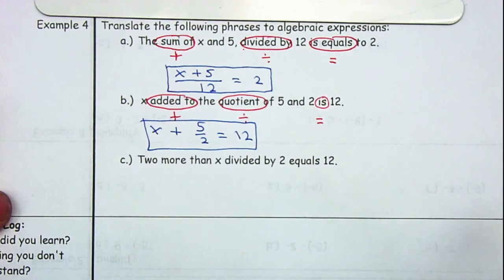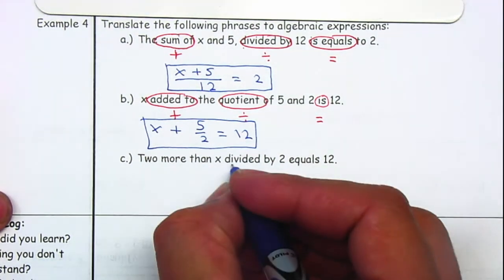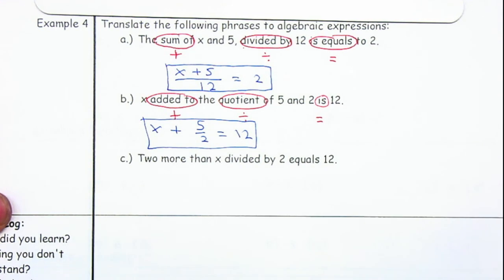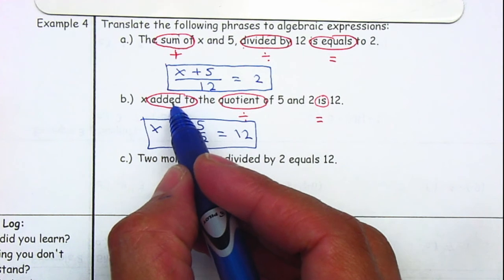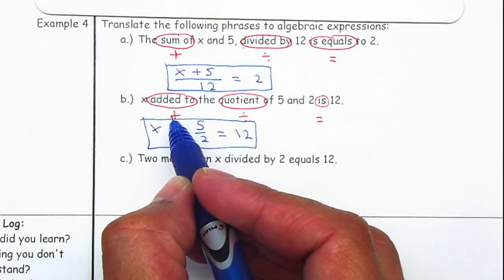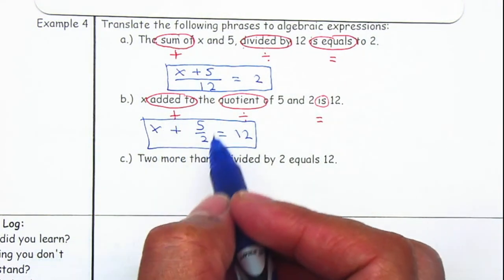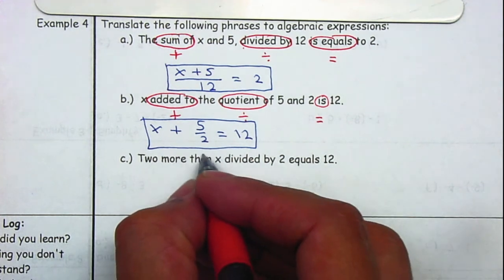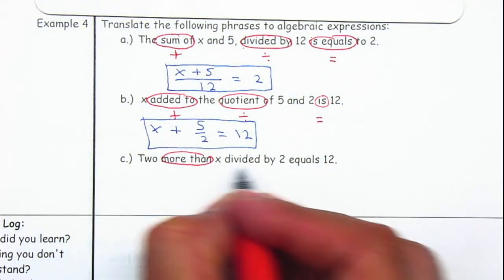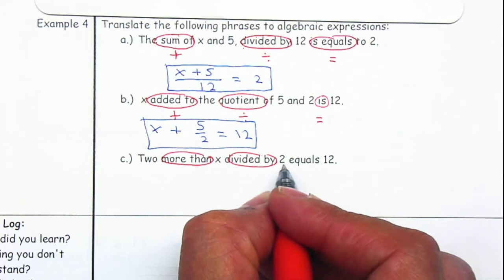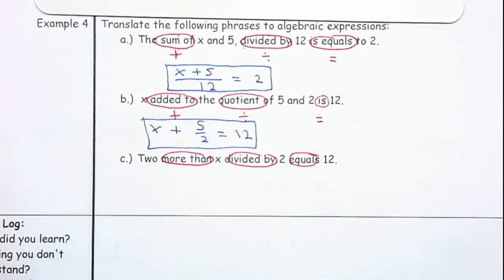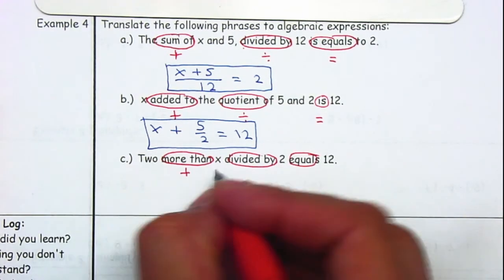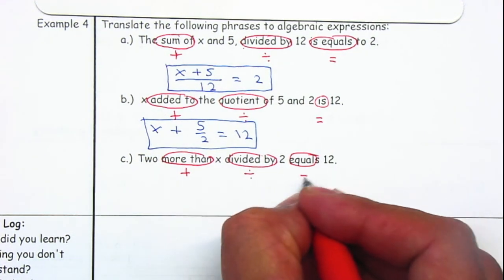And let's go to the last one. 2 more than x divided by 2 equal to 12. Go ahead and pause it, see if you guys can do it by yourselves. Make sure that you underline or circle your keywords, place that operation underneath, and then translate it. Pause it. So first, 2 more than x divided by 2 equals. So we know the more than is going to be a plus, divided is a division, and equals.